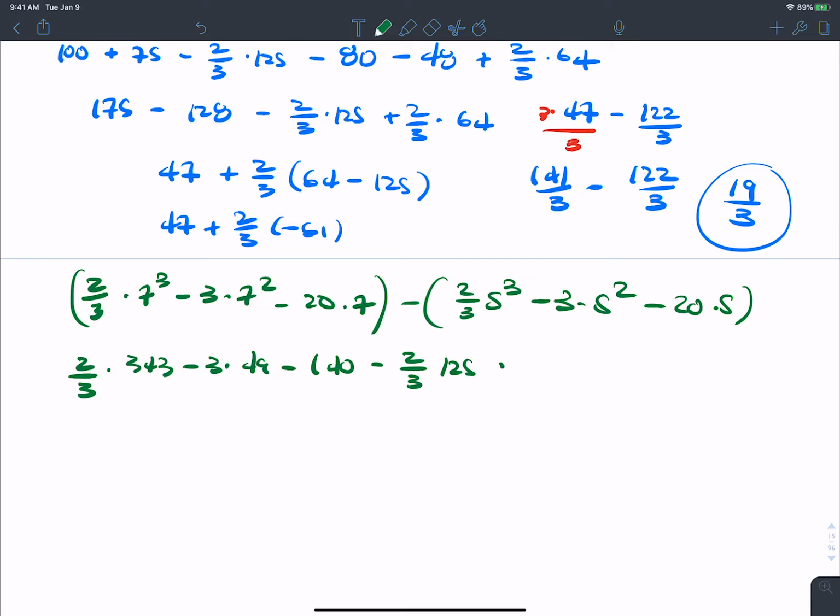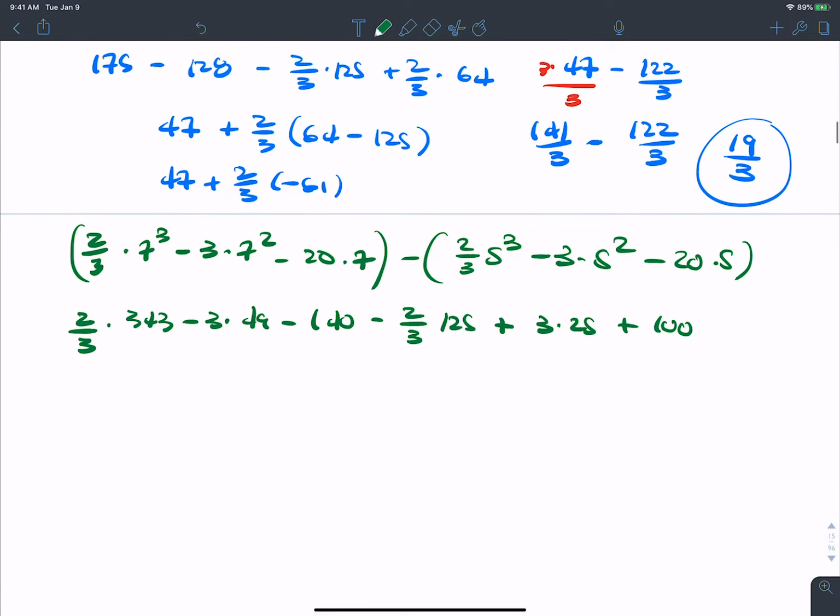That's 125 plus 3 times what? 25 plus 100. Now 3 times 25 we know is 75. Let's see what we can do here with these. So I get, this is going to be 2 times 343. Do you guys know what that is?